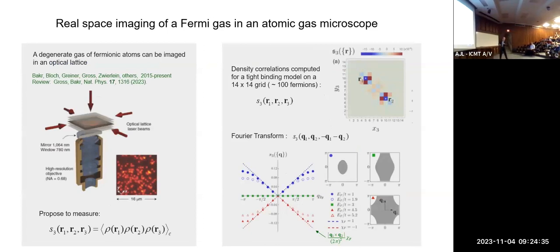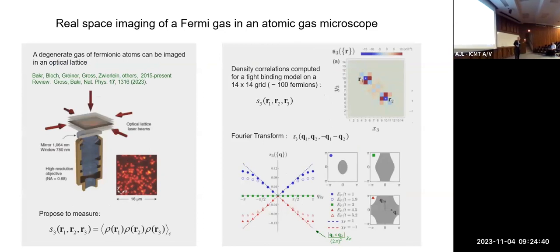If we could measure it, one way to do it is with cold atoms. In fact, with cold atoms, it's possible to make a Fermi gas and take a picture of it, and in principle, that has all the information. So our proposal is to measure this third order correlation with a atomic gas using real space imaging. Even in a finite system, 100 fermions, we think there should be enough signal to be able to get that.